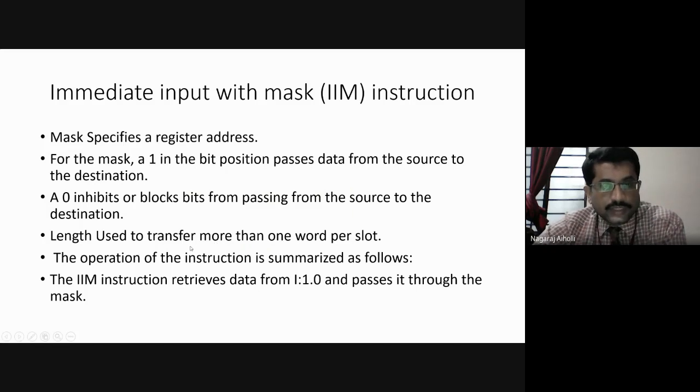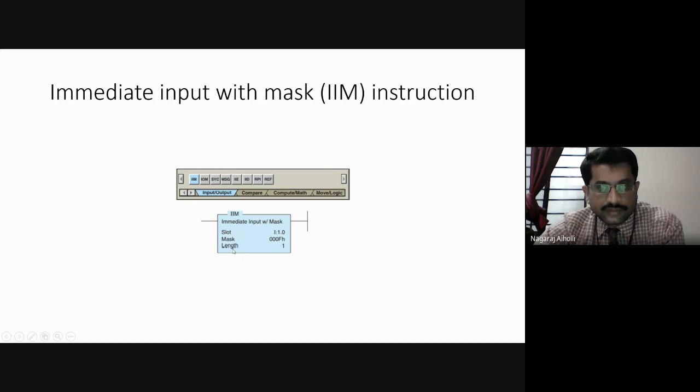Length is used to transfer more than 1 word per slot. If we want to transfer more than 1 word per slot, then we use the length here. We are specifying how many words we are moving in 1 slot. That is given by the length. Here, this is the length. If it is 1, then only 1 word per slot. If it is 2, then 2 words per slot. 3 means 3 words per slot, like that.